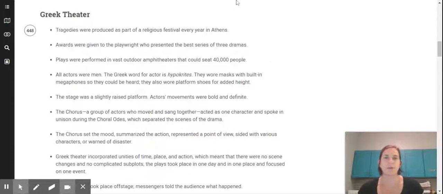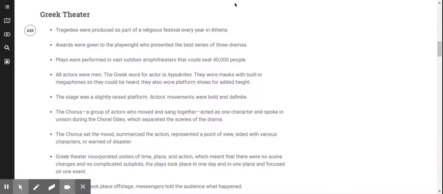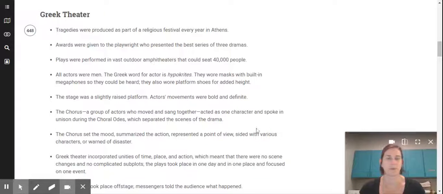The plays were performed in these outdoor amphitheaters. They could seat 40,000 people. No, I can't do that. I'll have to show you. I'll pull up a picture and show you that. I'll post a couple of pictures in Classroom so you can see, or you can look up Greek amphitheaters. If you've played Assassin's Creed Odyssey, you've seen the amphitheaters in that game, and they're smaller representations of what they really look like. And they would seat 20 to 30,000 people. There were a few that were very large, such as the one in Athens, that would seat a lot more.